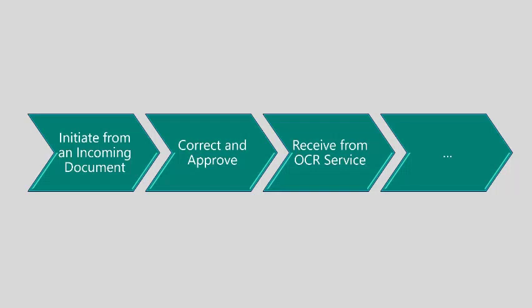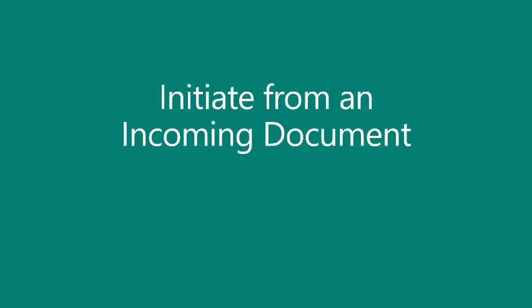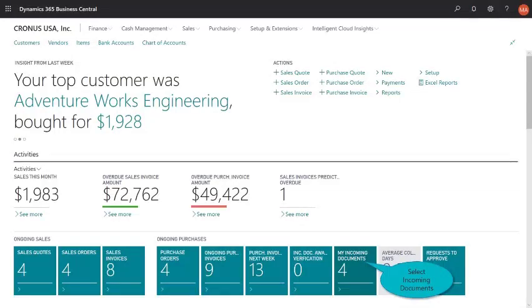And then we'll receive this from the OCR service. So that's the optical character recognition service. So with that, let's go ahead and begin. So we're going to initiate this from an incoming document. So again, imagine I get a document over to me from my vendor. It's either in a PDF or a JPEG format.